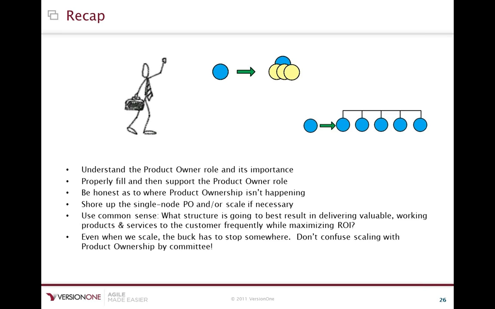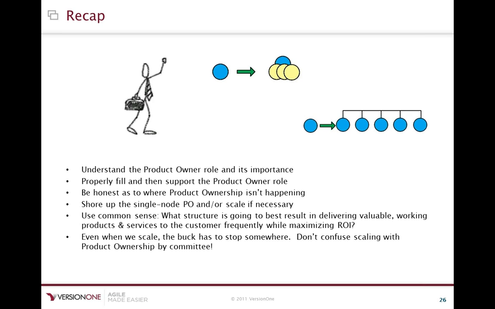So that implies we're going to be prioritizing so that we're not doing work that's non-value. And then lastly, we want to make sure that when we're scaling, we don't let that slip and devolve into product ownership by committee. We have to make sure that the buck stops somewhere, so that we're able to communicate that way.